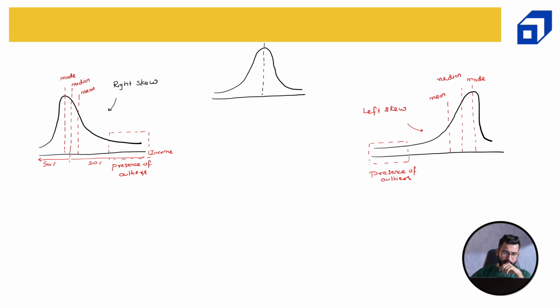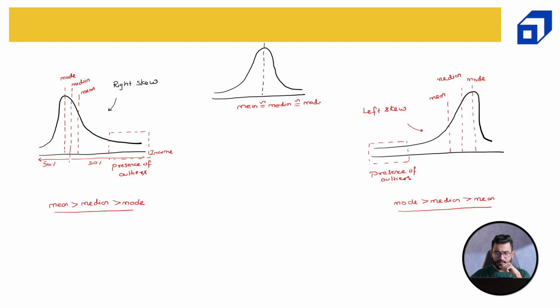Now in the case of right skewness, my mean is greater than median is greater than mode. This represents the presence of right skewness. In the left skewness, my mode is greater than median is greater than mean. This is the presence of left skewness. And in the case of no skewness, mean will be equal to or approximately equal to median, will be equal to or approximately equal to mode. If you are getting something like this, you can say your distribution is close to normal distribution.